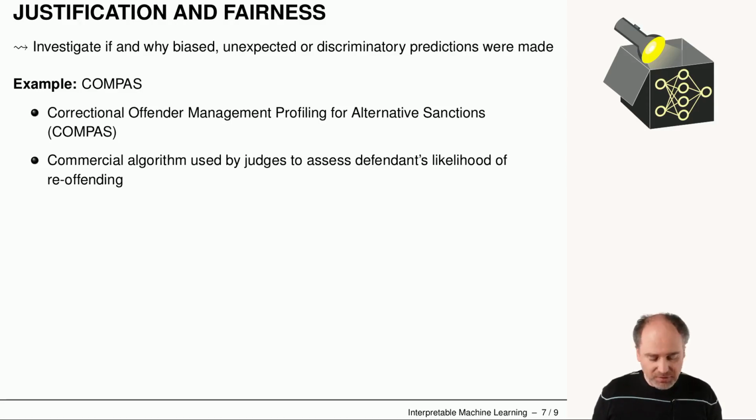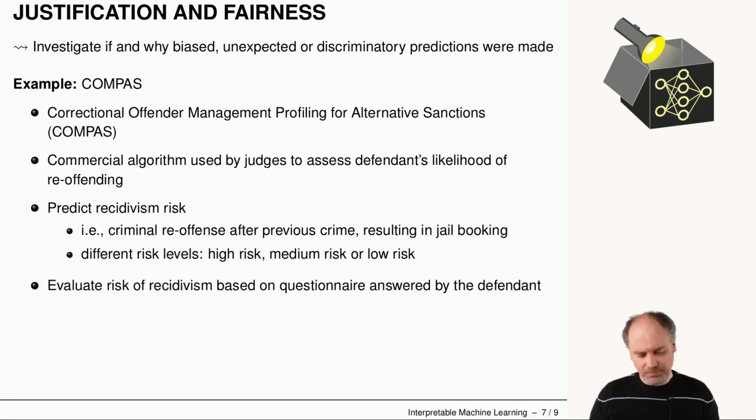There's this now very infamous COMPAS example. That's an acronym that's short for Correctional Offender Management Profiling for Alternative Sanctions. I guess I already have a hard time pronouncing that. It was a commercial algorithm used by judges in the United States to assess the defendant's likelihood of reoffending. I guess that was mainly used in regard to violent offenders who were already in jail.